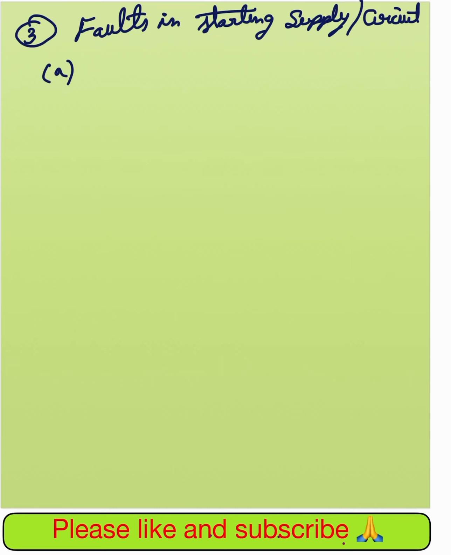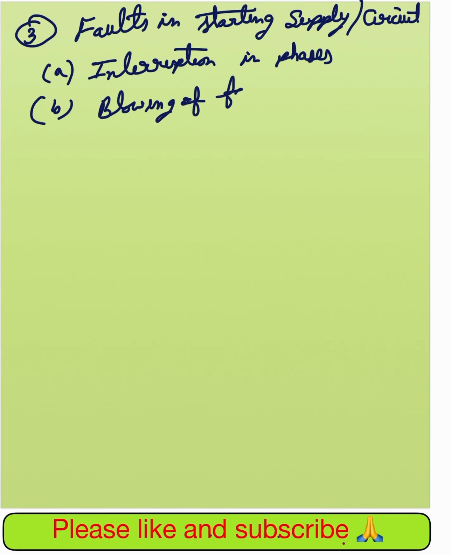The next, the third point, is faults in the starting supply circuit. The choice of protection for a motor depends upon the size of the motor, its importance in the plant, and the nature of load. Here the first point is interruption in phases. Second is the blowing of fuse, that is single phasing.